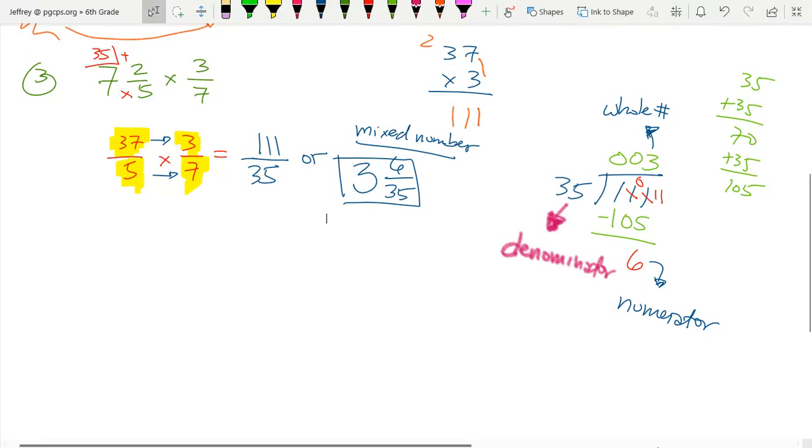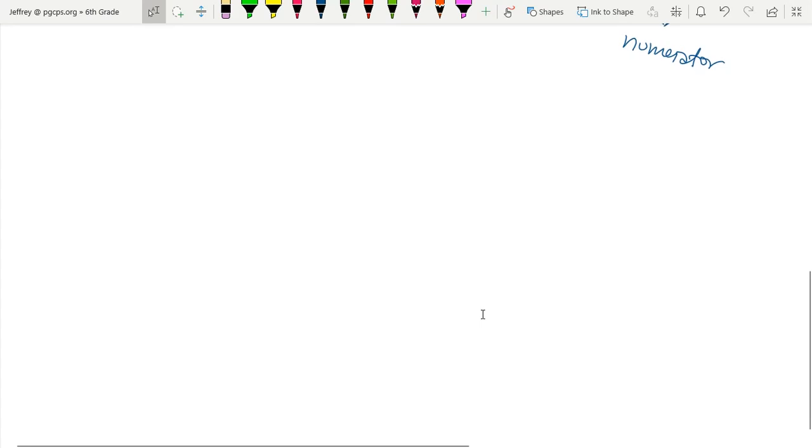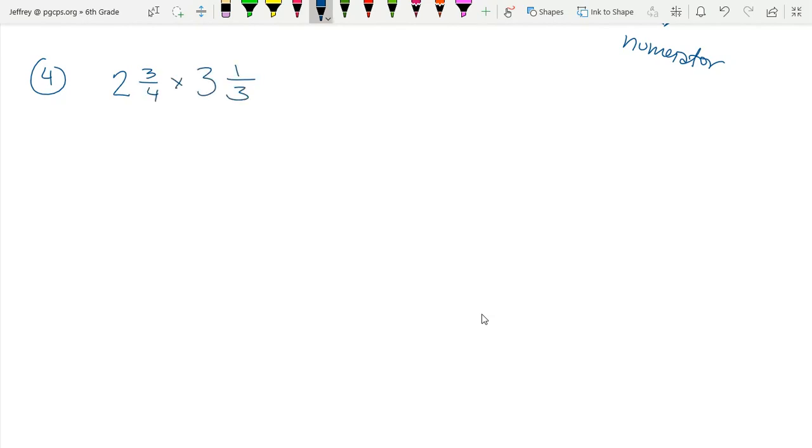Now let's do number 4. Let me scroll this down. I want a clean sheet. Now let's do number 4. Number 4, let's say we have 2 and 3/4 times 3 and 1/3. You can pause the video, solve it yourself, and then play it afterwards.